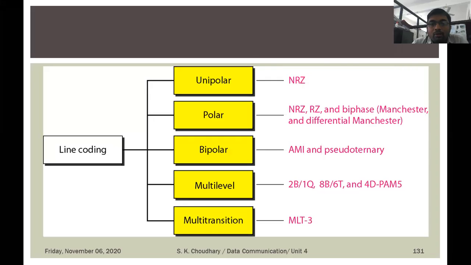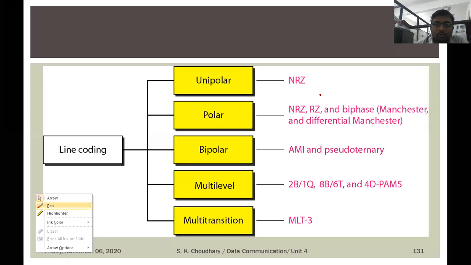So we are going to talk about the basic line codes that we have to learn today. That is shown through this particular diagram: unipolar line code, polar line code, bipolar line code, multi-level, and even multi-transition. But we do not have to learn all of them as per our syllabus.